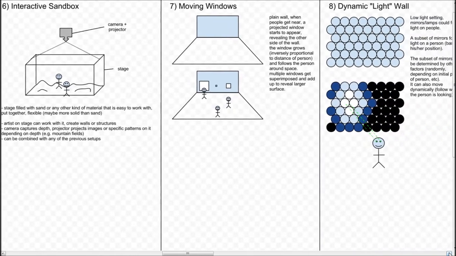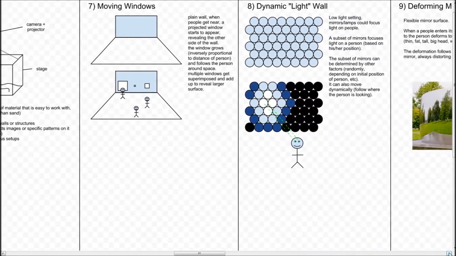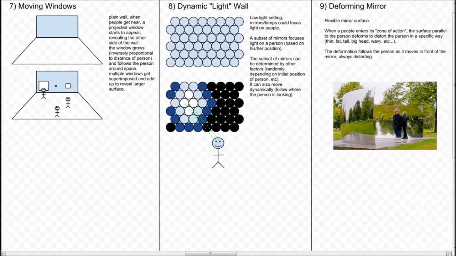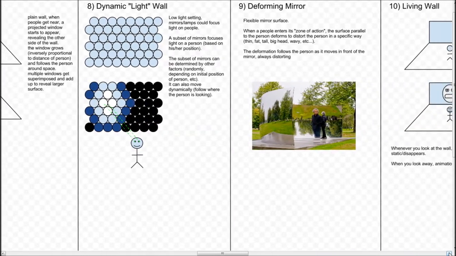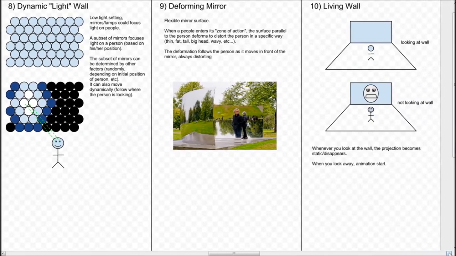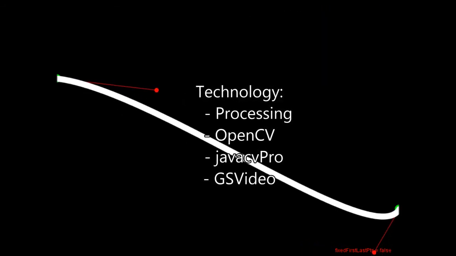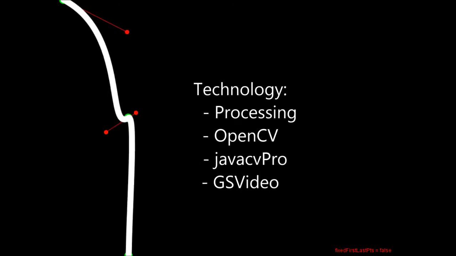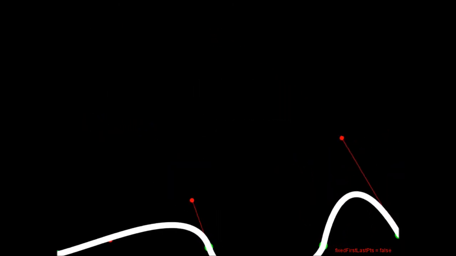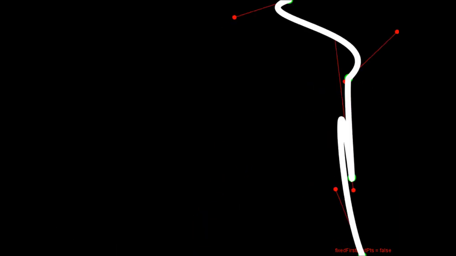The hardware setup, so the projector, the camera, both attached to the ceiling and pointed to the ground, and the use of a fog machine was already defined. During the first few weeks, I set up the programming environment, which consisted and still consists of Processing, OpenCV, JavaCV Pro, and GS Video. I already had the idea of an interactive dynamic Bézier curve in mind.